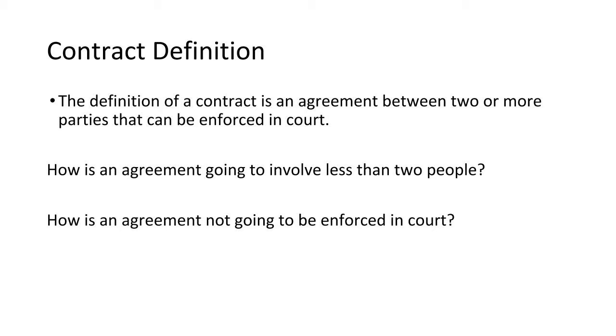The definition of a contract is an agreement between two or more parties that can be enforced in court. Well, that's just a lot of unnecessary words. For example, an agreement is always going to be between two or more parties. A person is never going to have an agreement with themselves that they're going to take to court. You can't have an agreement with 0 people or with a negative number of people. So you can just take out the part that says between two or more parties. So then the definition of a contract is an agreement that can be enforced in court.